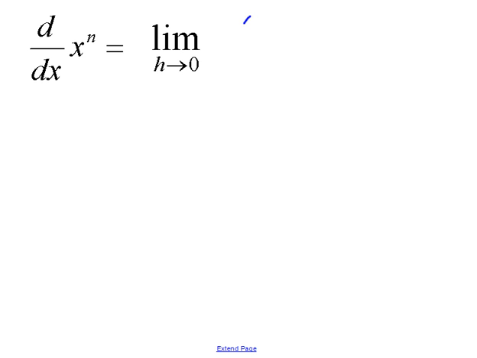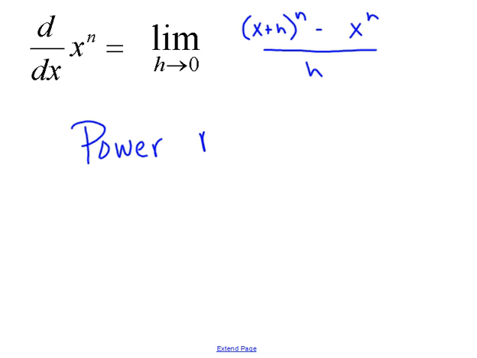Everywhere there's an x, I put x plus h, and we'd have to go through here, but we can just use what we call the power rule. The power rule tells me all I do is bring that power down and reduce the power by 1. So the derivative of any x to a power is just: bring that power down, reduce the power by 1.